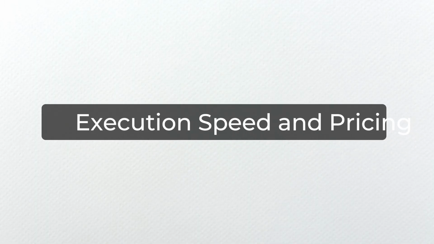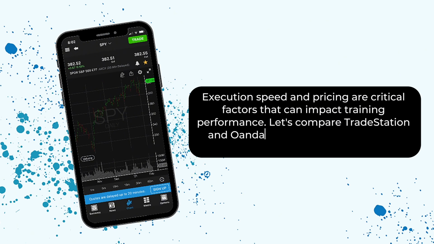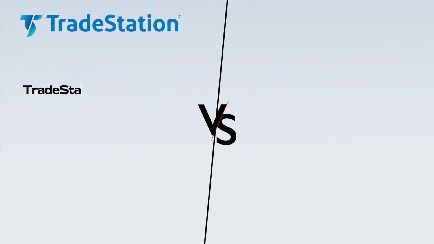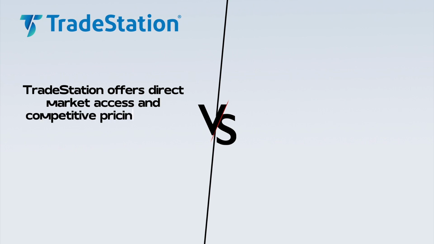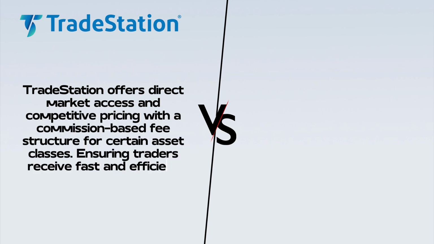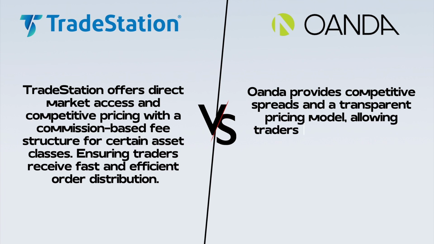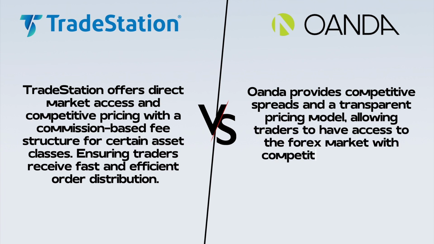Execution speed and pricing. Execution speed and pricing are critical factors that can impact trading performance. Let's compare Tradestation and Oanda in terms of execution and pricing. Tradestation offers direct market access and competitive pricing with a commission-based fee structure for certain asset classes, ensuring traders receive fast and efficient order execution. Oanda provides competitive spreads and a transparent pricing model, allowing traders to have access to the forex market with competitive pricing and a minimum trading cost.